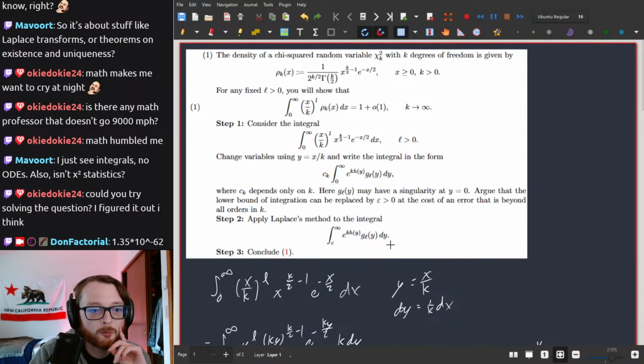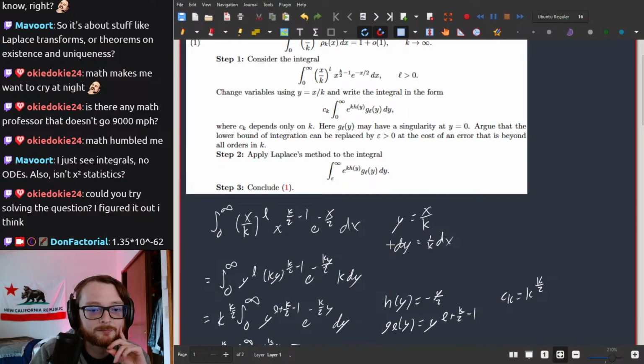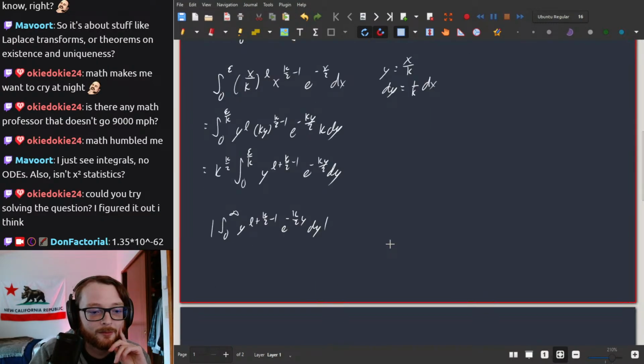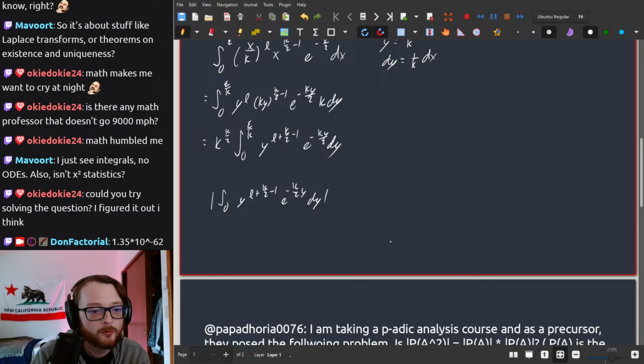Okay, so what was I doing with this? Okay, so the thing I was trying to do with this is K is going to infinity. Y is just an integral from 0 to epsilon.